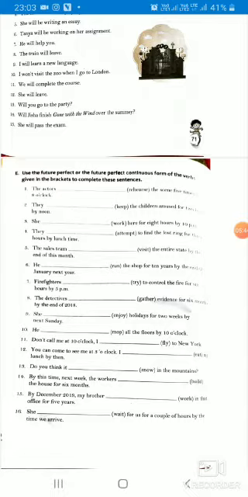Its structure is subject plus has, have plus been, B-E-E-N, been plus V4 plus object. Example, I have been eating an apple, she has been eating an apple, they have been eating an apple, etc.